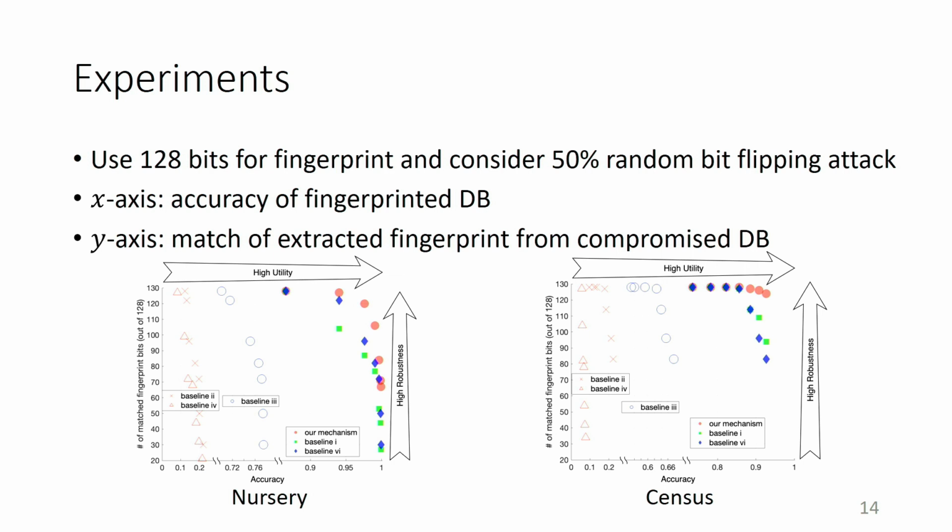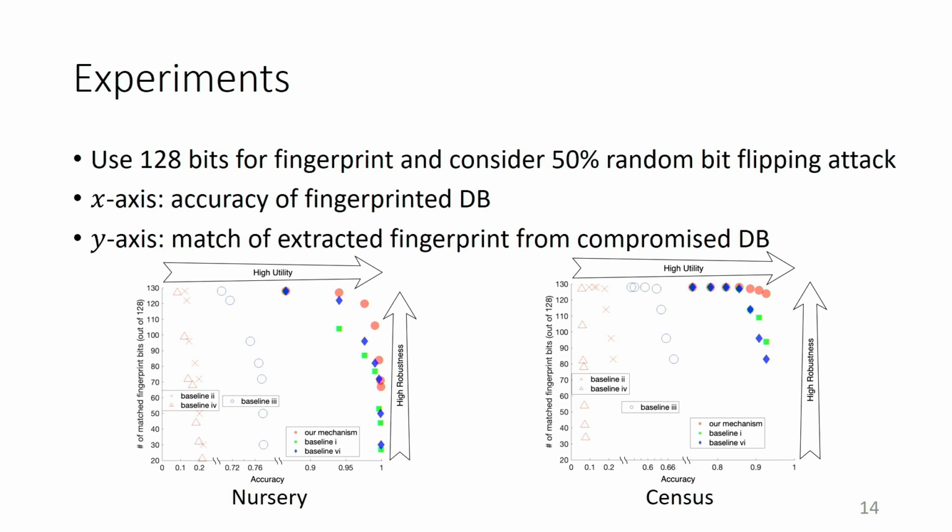And in this figure, on the x-axis, we plot the general accuracy of the fingerprinted database. The higher, the better. On the y-axis, we calculate the match of the extracted fingerprint of the compromised database using the random flipping. So the match between the extracted fingerprint and the original fingerprint. Also, the higher, the better. If there are more matches in the extracted fingerprint string, then the database owner will know that with very high probability, this specific service provider is the one who leaked the database. So the higher the y-axis, the better the fingerprint robustness.